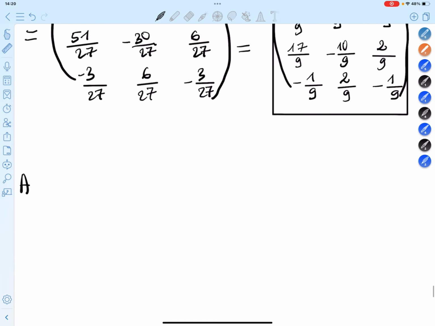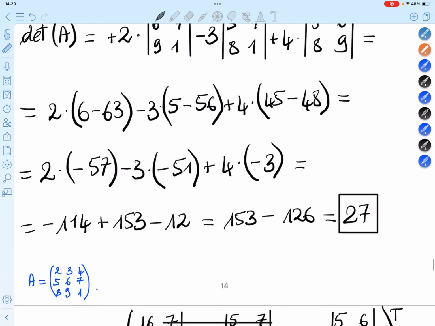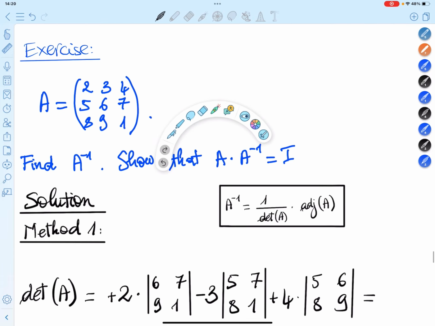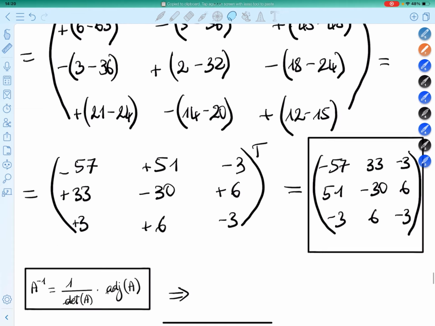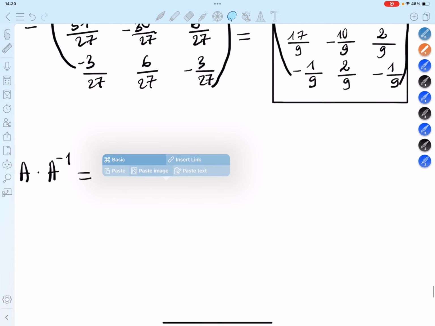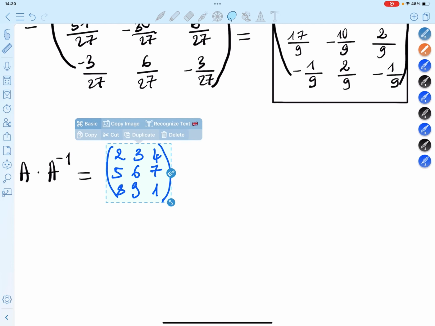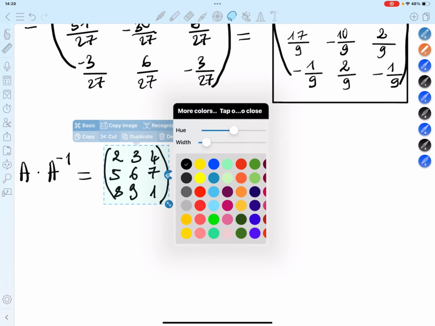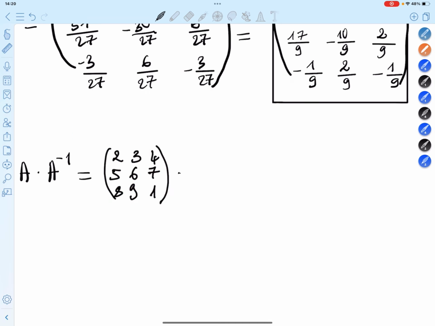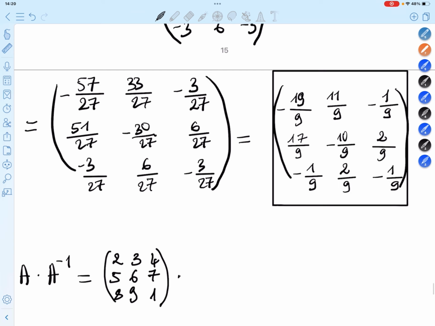So A times A inverse would be, let's copy A, which is this matrix. This is A. We multiply it by A inverse. A inverse is the matrix we have just found.